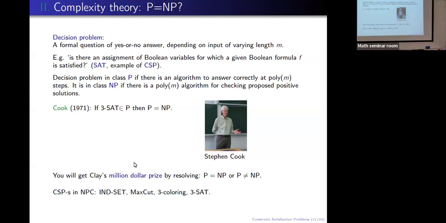The $1 million prize by the Clay Institute is to resolve whether P is equal to NP or P is not equal to NP. Most mathematicians believe they are not equal, but there is no proof. On the other hand, if you can prove otherwise, you will revolutionize computer science, because many problems which are considered hard will suddenly become quite easy. There are many constraint satisfaction problems in the NP-complete family of this type. I already mentioned 3-SAT, but also independent set, max-cut, and 3-coloring. In this talk, I will tell you what two of these problems, independent set and max-cut, are, because those are easier to relate to statistical physics, which is my goal.